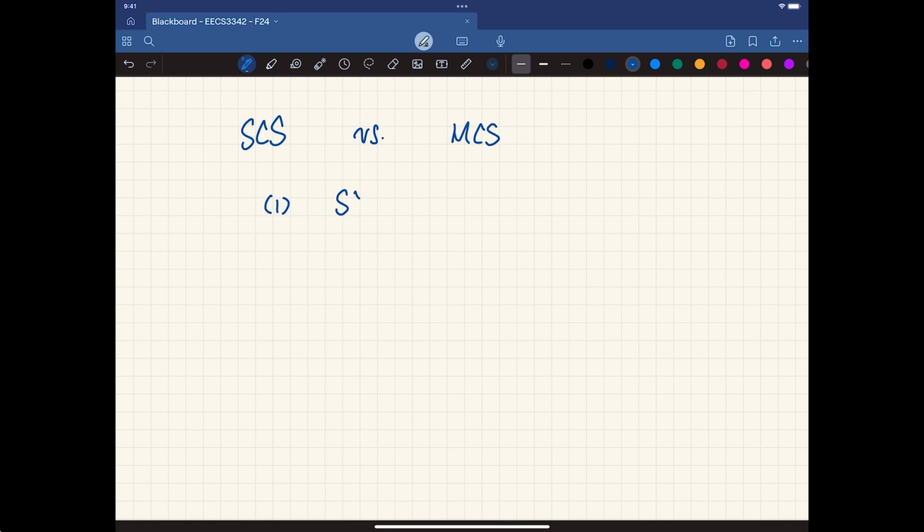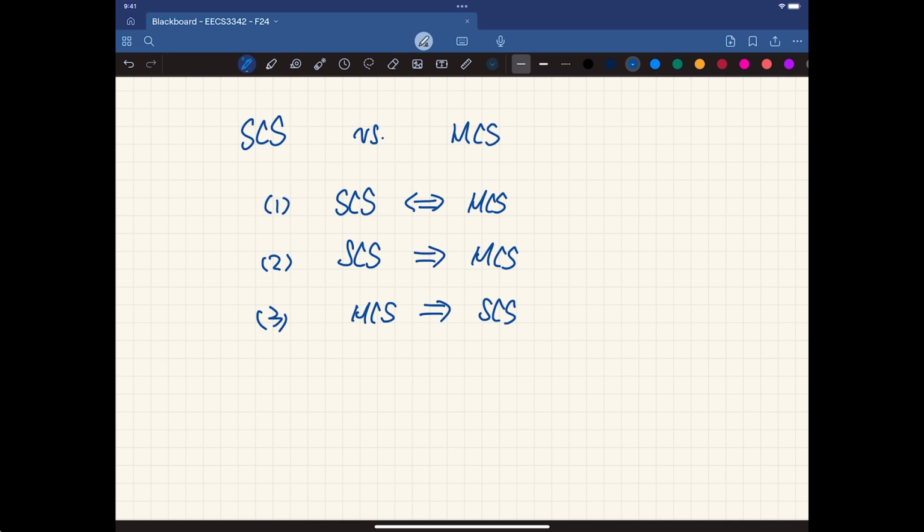You can say these 2 are equivalent to each other. One implies the other, and vice versa. So this is to say, being safety critical implies that it's also mission critical, and being mission critical also implies it's safety critical. That's option number 1. Option number 2, safety critical system implies mission critical system. Number 3, mission critical system implies safety critical system, right?